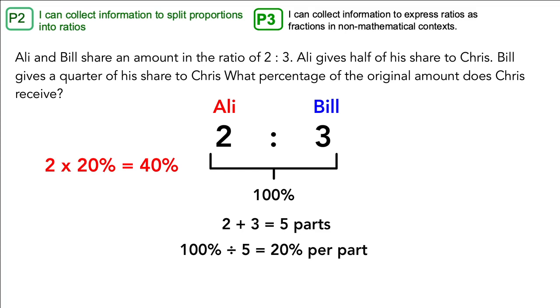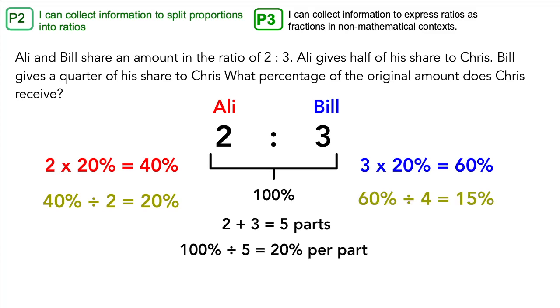Bill has 3 parts, so 3 lots of 20. Bill therefore represents 60% of the amount. Now this is set up and clear, we calculate half of Ali's amount as a percentage. Half of 40 is 20%. Now a quarter of Bill's amount. 60% divided by 4 equals 15%. 20% and 15% of the whole amount is given to Chris. Therefore, Chris gets 20 plus 15, which equals 35% of the original amount.